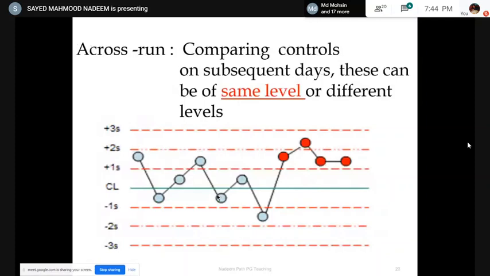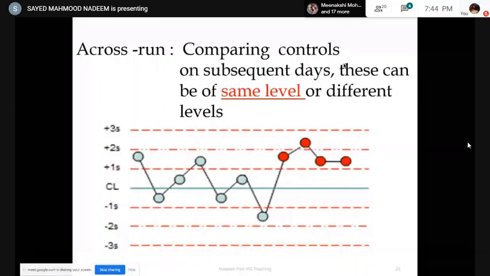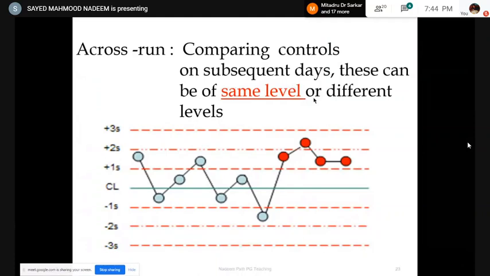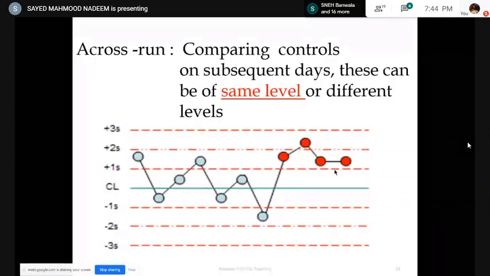Across run means comparing controls on subsequent days. These can be comparing controls of the same level or different levels. For example, here you can see one level control which we are following for consecutive 10 to 12 days. This analysis is called the across run analysis, where you are trying to follow the control over a period of time. Because this is only one control, it is of the same level.